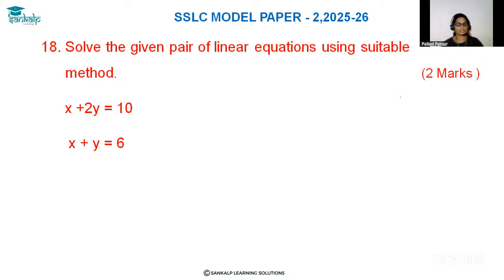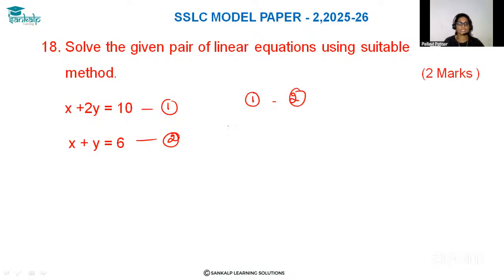Look at the question number 18. Solve the given pair of linear equations using suitable method. Here the given equations are x plus 2y is equal to 10, take this as equation number 1, and the second equation, x plus y is equal to 6. Here subtract 1 minus 2.